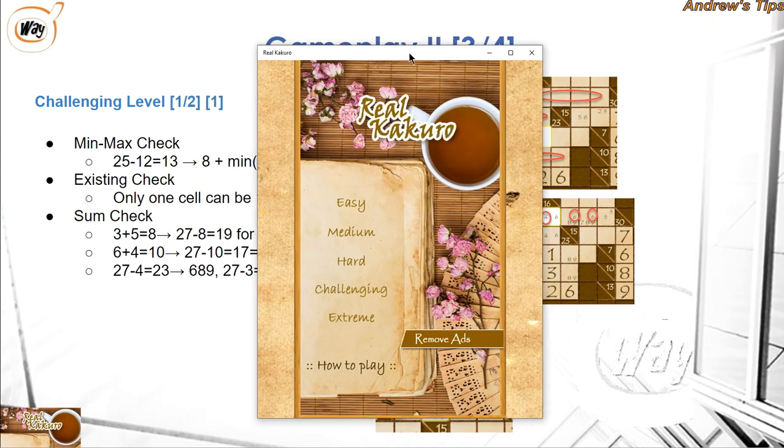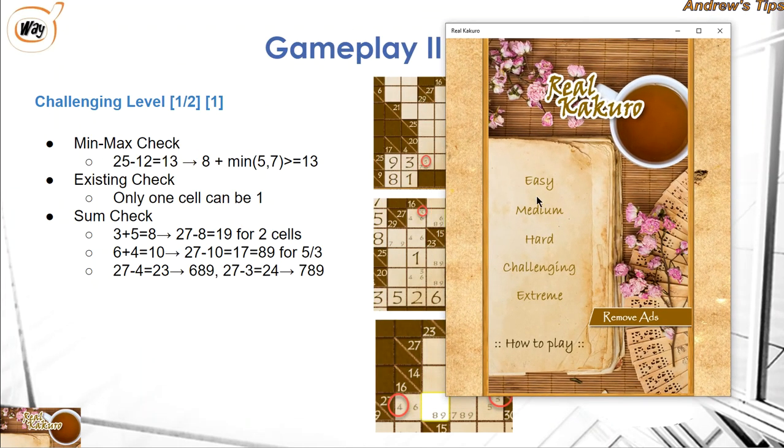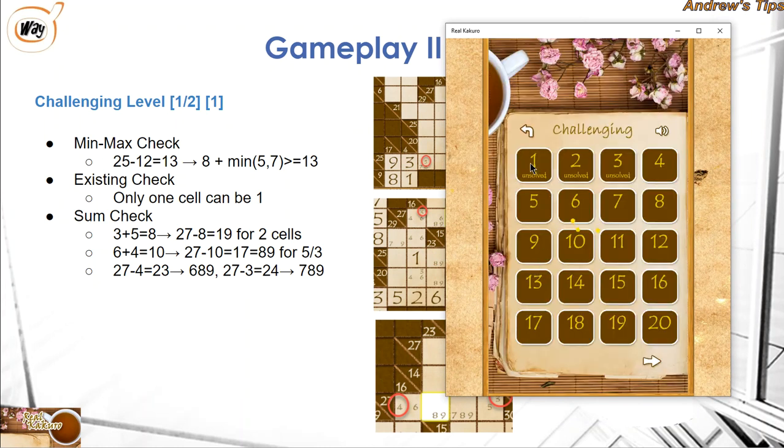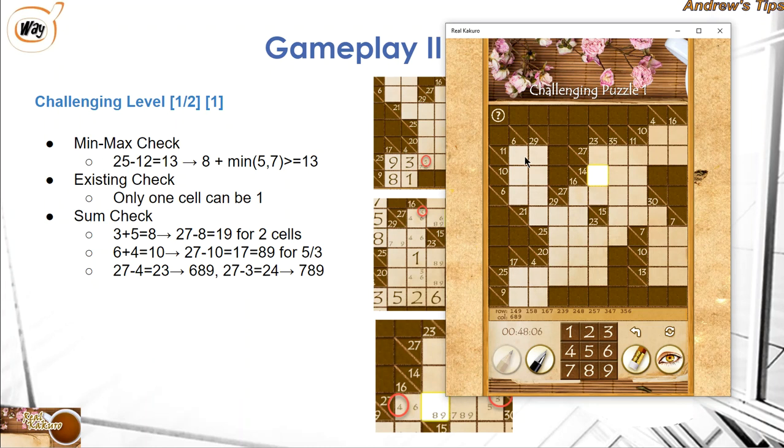Today we already have the 4th level. It's challenging. It's more move forward, right? So game one. Similar to before, we find the easier cell. Okay, this one should be 8, 1, 3, 9.